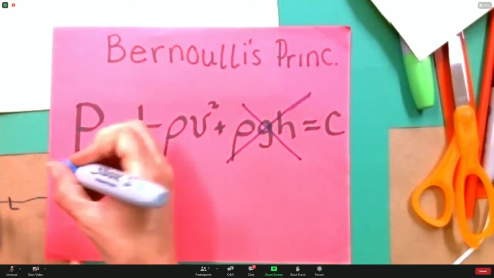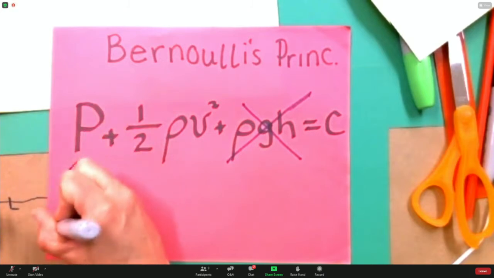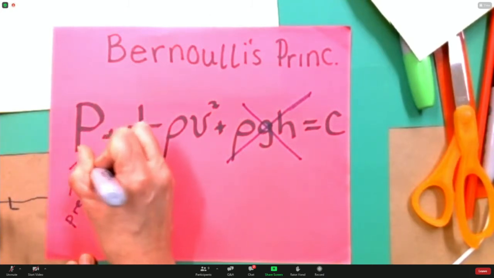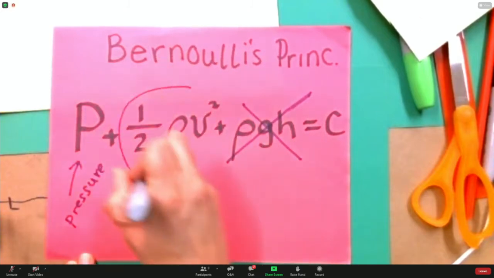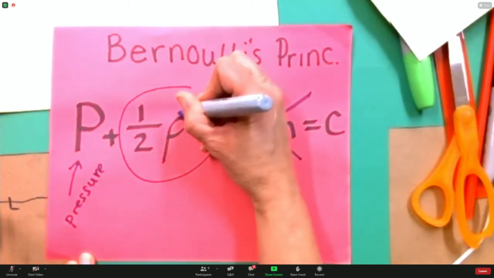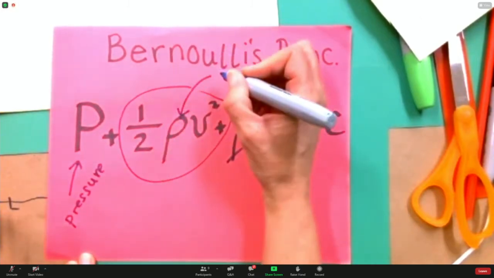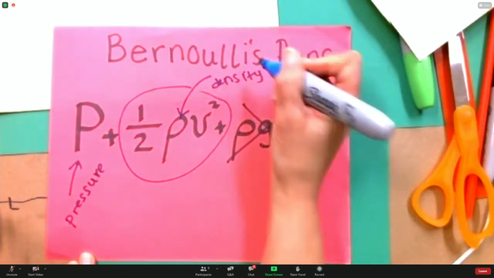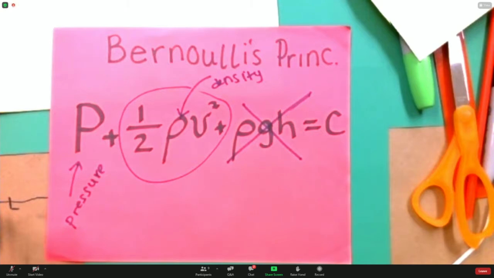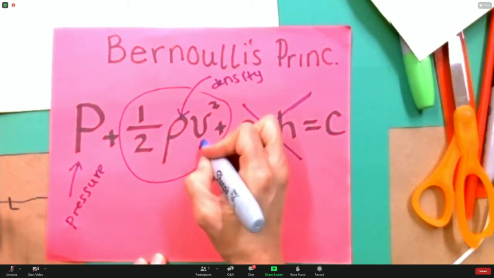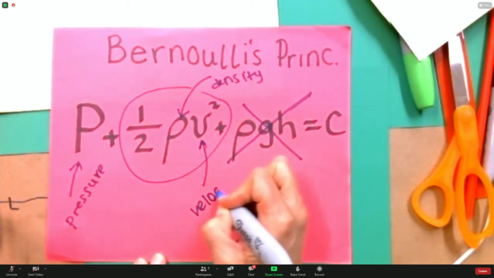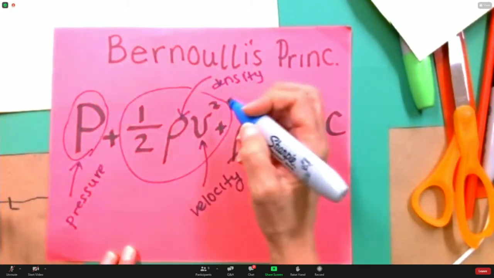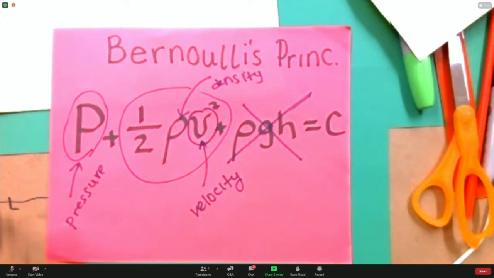We have something called P, and this is static pressure. And then we have this term here. This little thing that looks like a P is actually a rho, and refers to density. So it's a constant. And the V over here refers to velocity. So the only two terms that I really care about are the pressure here and the velocity here.